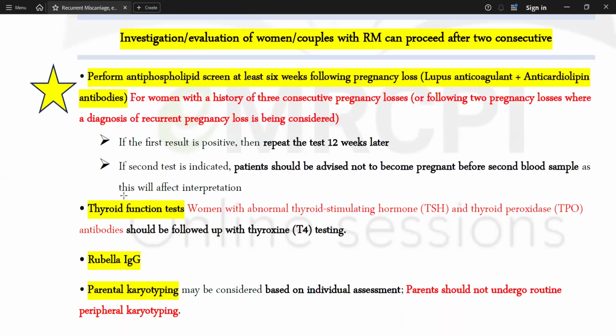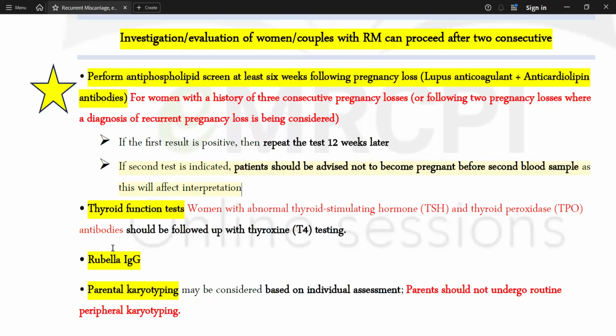The first thing is performing the antiphospholipid screening at least 6 weeks following pregnancy loss. And then we are going to repeat the test 12 weeks later if the first one is positive. This is very important in your exam also, because choices could be very specific, like when you should do it and when you should repeat it. Not only this, patients should be advised not to get pregnant before the release of the results of the second blood sample. Okay, because this could affect the interpretation. And I think this point here could be very important for part 3 during counseling.